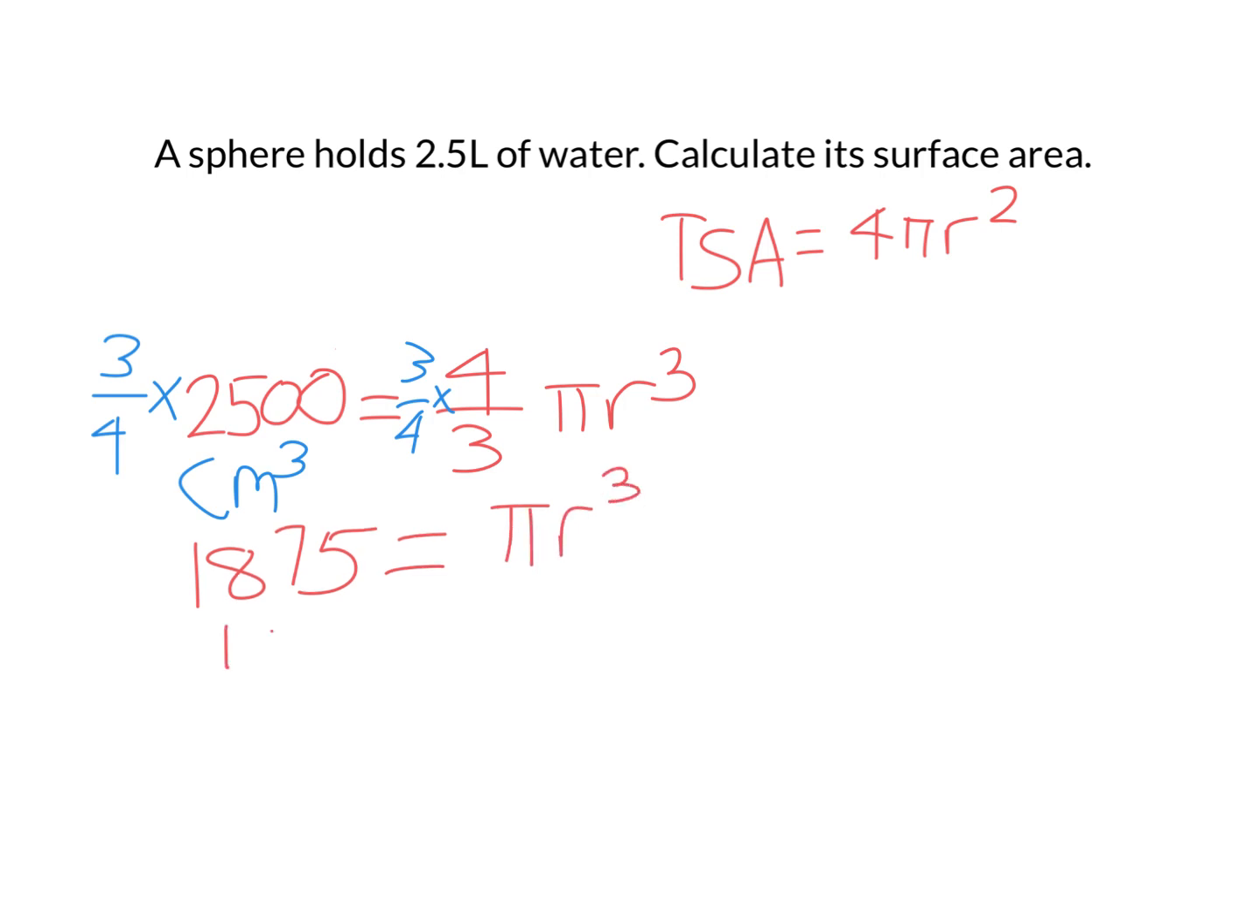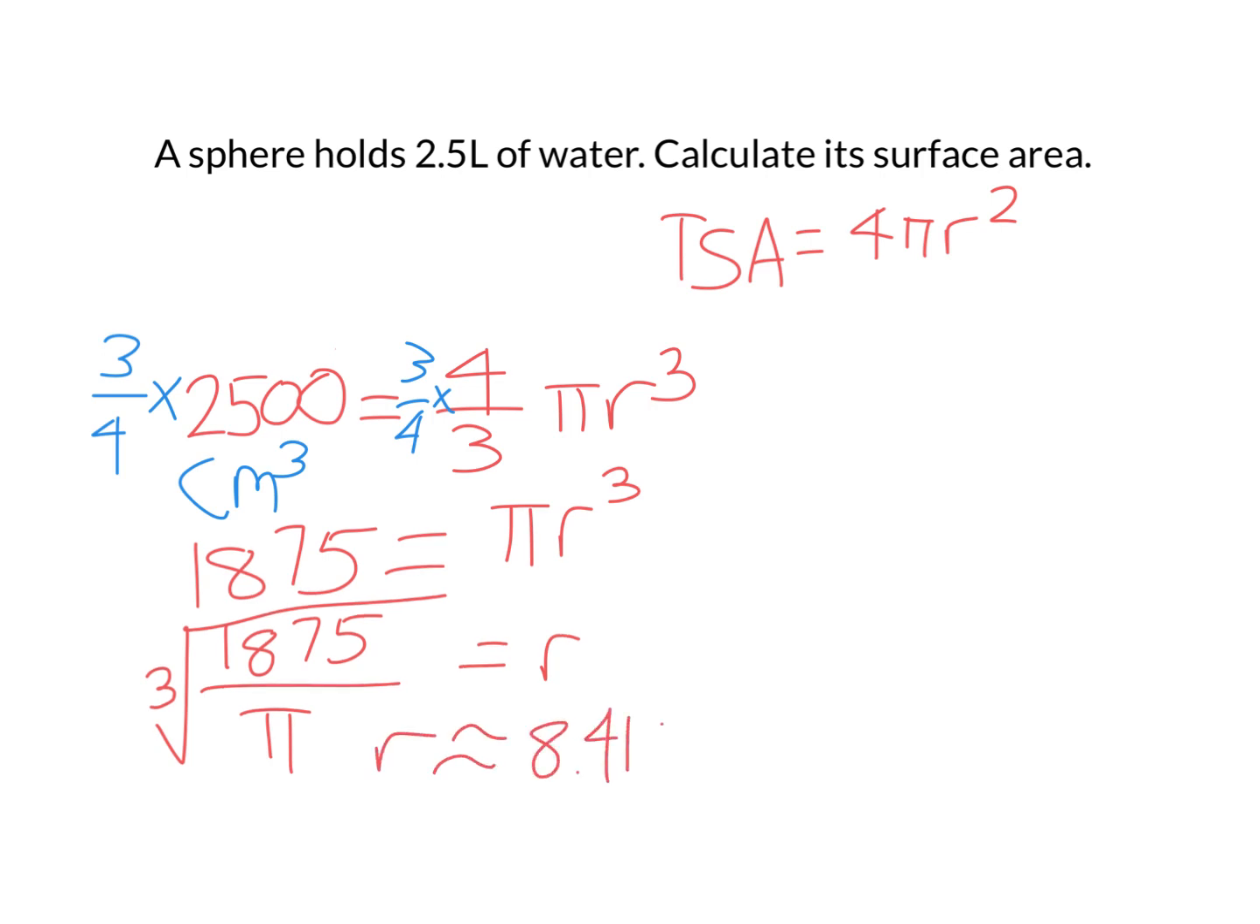So to get r by itself, we take our 1875 and divide by pi. That gives us r cubed. So to get r by itself, we undo cubing by taking the cube root. So taking the cube root of each side gives us this. So putting that on our calculator, we get that r is about 8.4195. Once again, I'm using 4 decimal places because I will then need to use this in my subsequent calculation. So using 4 decimal places will ensure that I get the final answer right to 1 or 2 decimal places.